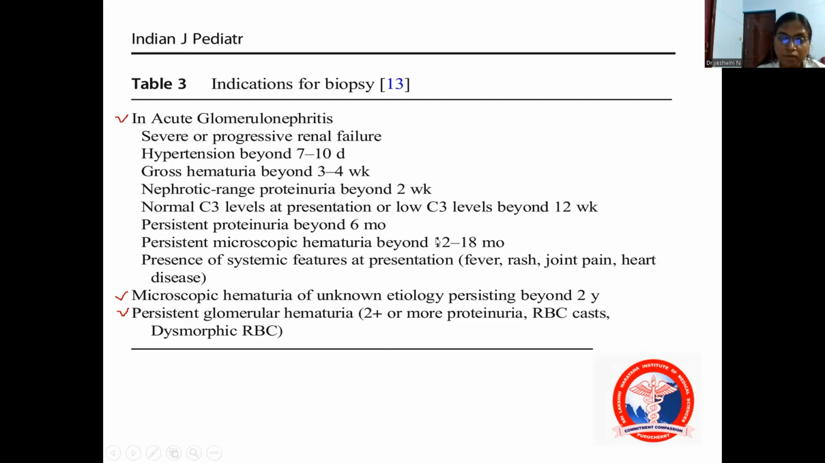Microscopic hematuria going beyond 1 year. Usually in post-streptococcal, C3 will be reduced for just 6 to 8 weeks. When it is persistently low beyond 12 weeks, then you do a biopsy. If at presentation C3 is normal, it rules out post-streptococcal glomerulonephritis, so do a biopsy. Also, when they present with lupus-like features such as fever, rash, joint pain, you do a biopsy. And microscopic hematuria persisting beyond 2 years and persistent glomerular hematuria, you do a biopsy.